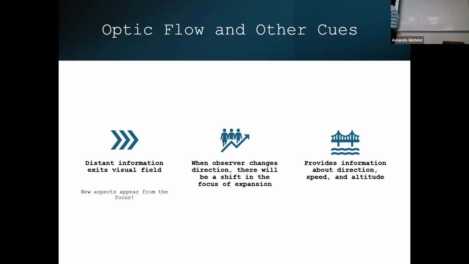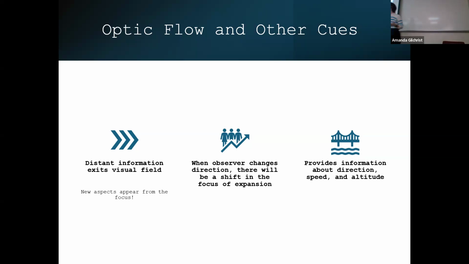Now, what's interesting, as we're moving towards something, things are going to move away from that focus of expansion. If we move backwards, the focus of expansion is actually going to go inwards rather than outwards. So new aspects as we are heading towards something are going to radiate out from that focus. Whenever you change directions, there will be a shift in your focus of expansion. So if I change directions and move from here over to here, my focus of expansion is basically going to move in lockstep with my motions.